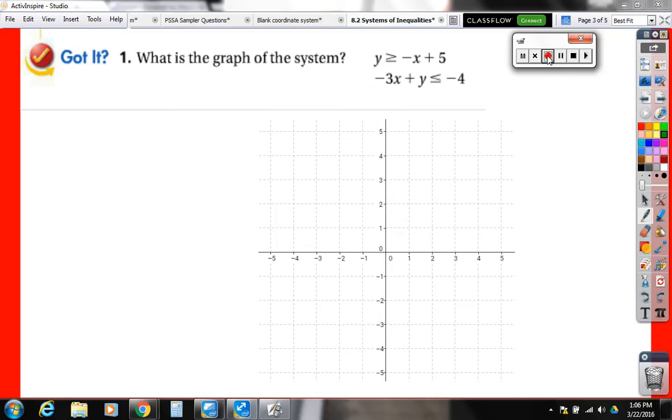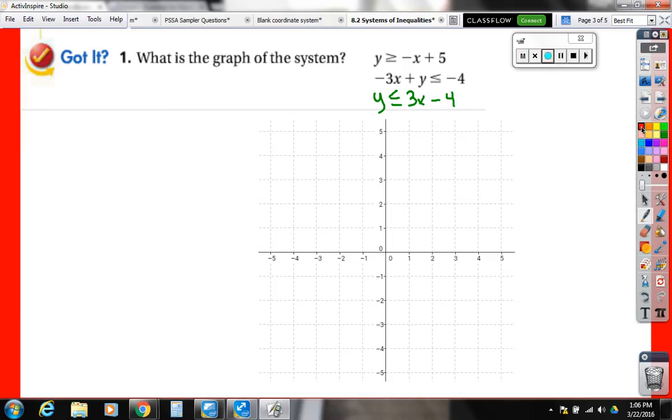Good, we need to get rid of that -3x. Okay, so we get y is less than or equal to what? Good, 3x minus 4. Okay, now let's graph our equations. Haley, tell me how to graph the first one.